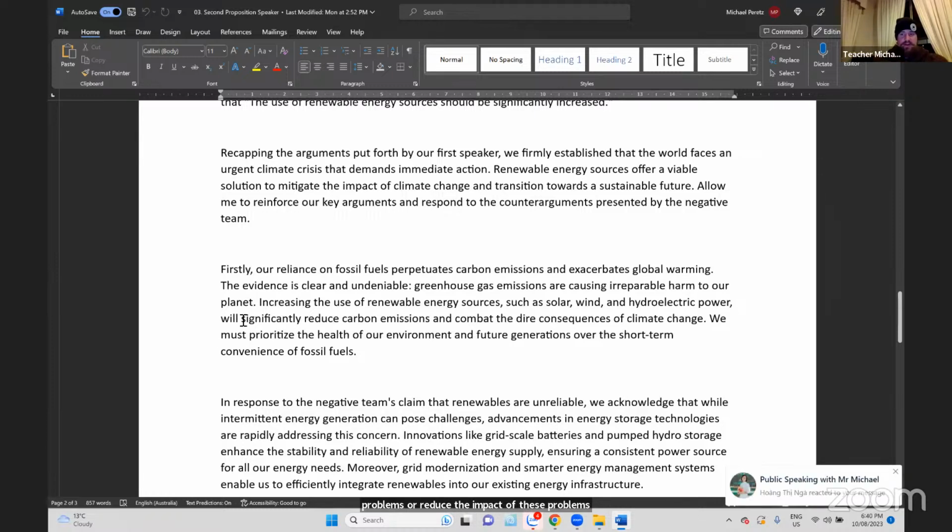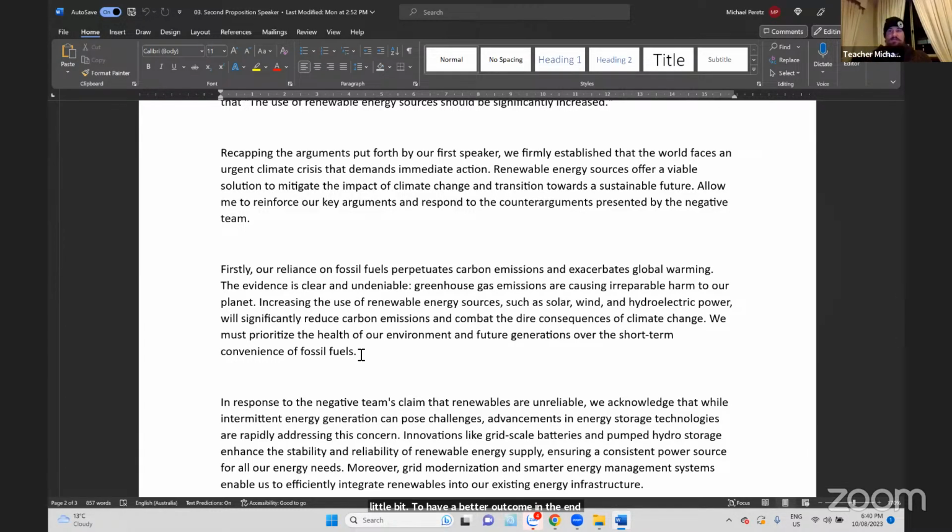We must prioritize the health of our environment and future generations over the short-term convenience of fossil fuels. So this one's saying that, yeah, we will need to suffer a little bit to have a better outcome in the end. So short-term suffering for long-term gains, basically. We're going to gain more in the long run.